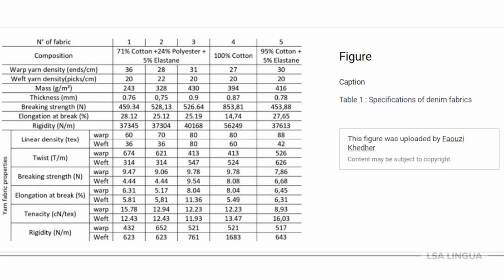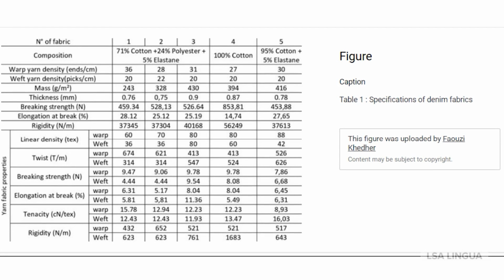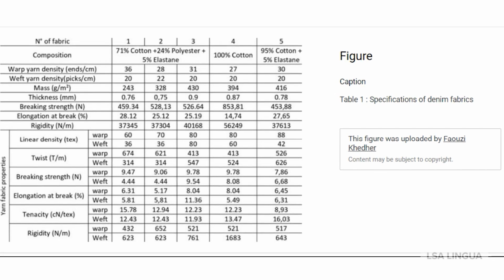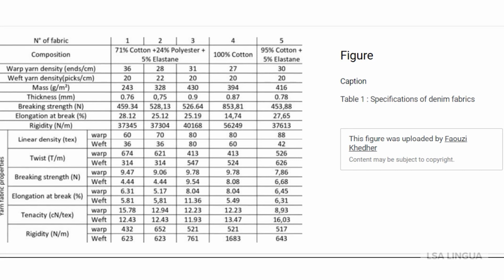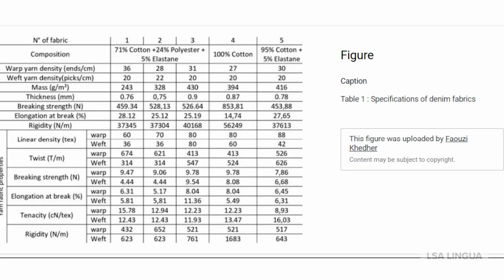And if we then look at the other aspects that are included, or features if you will, then we can see that the warp yarn density and the weft yarn density differ, but you see more variation in the warp yarn density. The mass also differs quite a bit, thickness differs quite a bit, and if you look at the breaking strength, we see quite a few differences as well, and we see that the 100% cotton variant has the highest breaking strength, so it's the strongest out of these types.